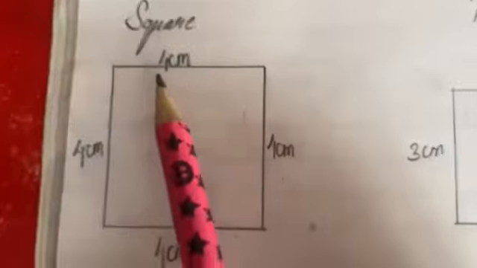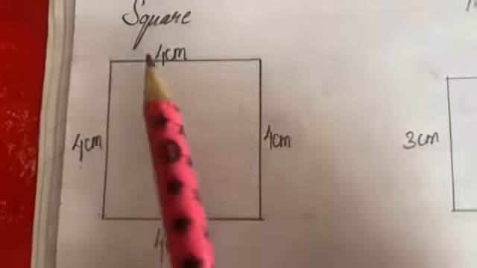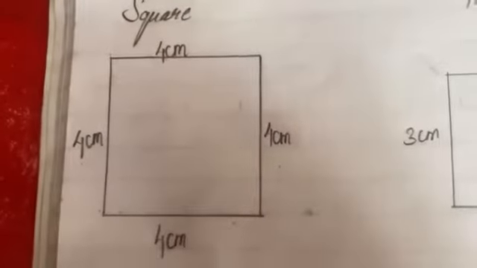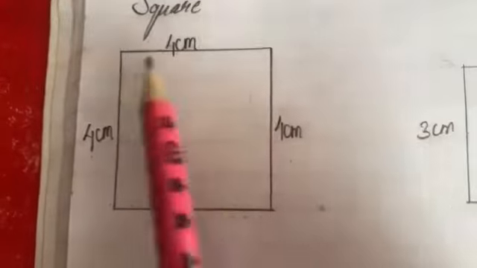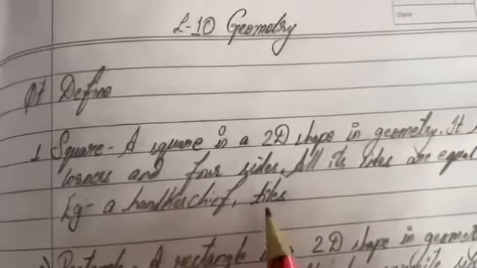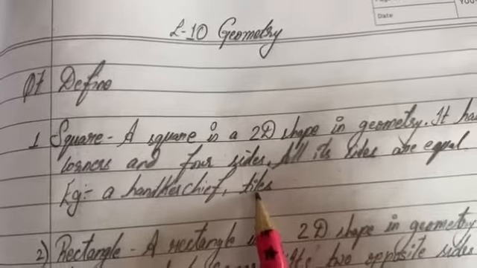So let me show you the square. Now you can see this is a square and it has all the 4 sides equal. You can see this is 4 centimeter, 4 centimeter, 4 centimeter and 4 centimeter. So this is a square. Now the examples of square are a handkerchief and a floor tile. So these are some examples of square.